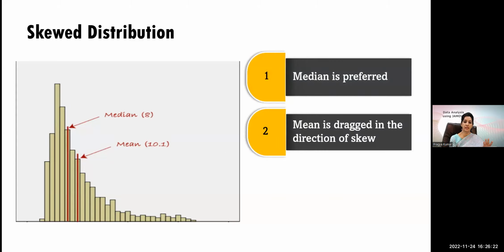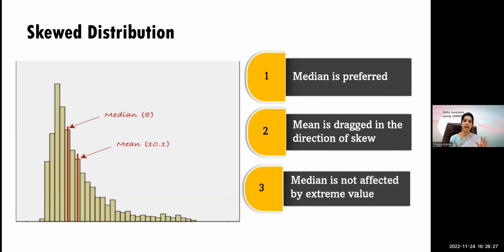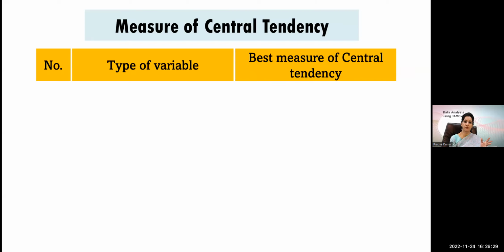And you can see that in this case, it is preferable to report the median and the interquartile range, because the mean is dragged in the direction of skew and the median is not affected by the extreme value.